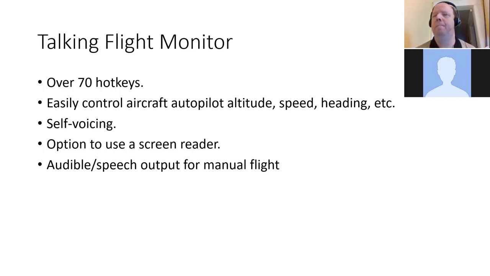The next one, audible and speech output for manual flight controls. It provides a system for the user to be aware of spatial navigation and position. Examples are pitch, altitude, angle, bank. And it provides further customization of output modes. The next slide.